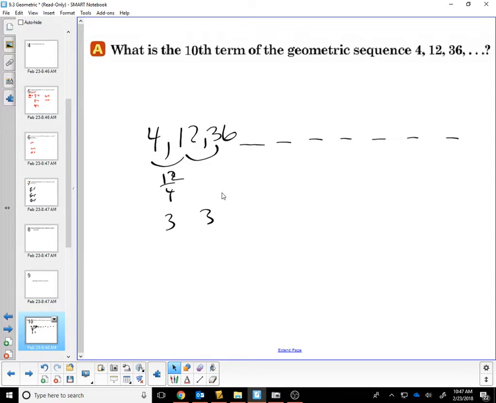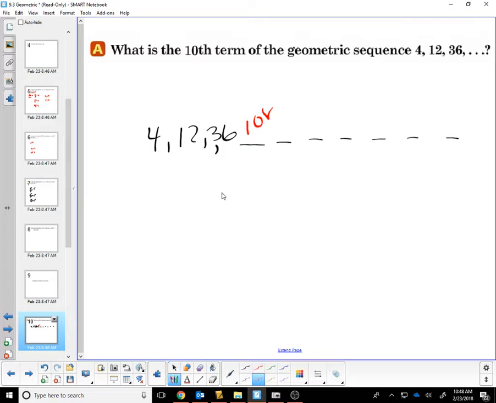So 36 times 3, that means I've got 108 times 3, and so on. But we can sit there and do that, but you also want to get in the habit of practicing writing your formulas, your recursives and your explicits, okay? Because if the question comes up, hey, what's the formula for this, then you can't do much with it, right?